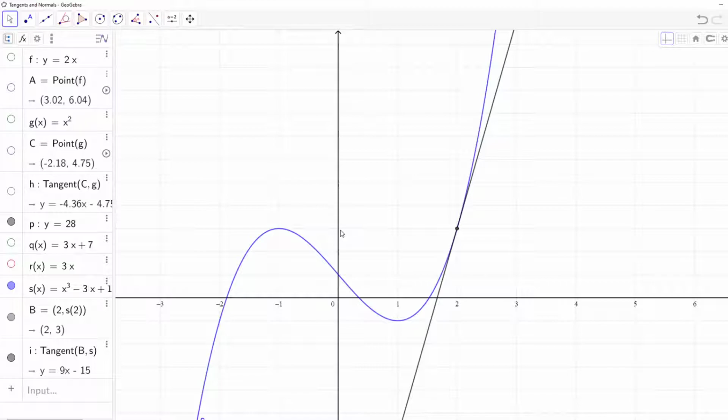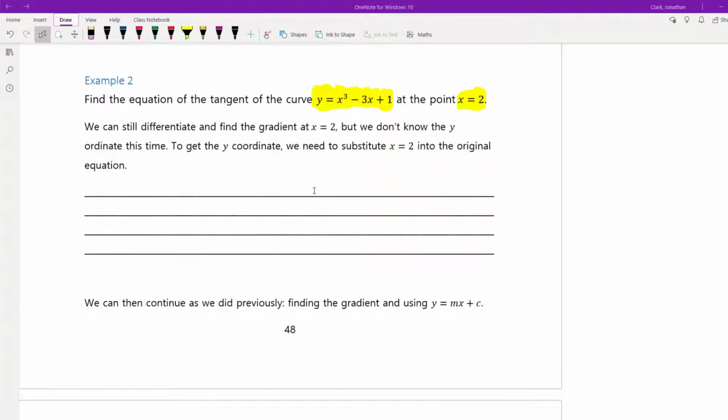Now, finding the y value is just a case of plugging x is 2 into the original equation. And we can do it immediately, or we can do it after the dy dx step, as long as we know what the y value is before we plug it into the straight line tangent equation, we should be okay. I believe in this case we're just going to do it first and get it out of the way.